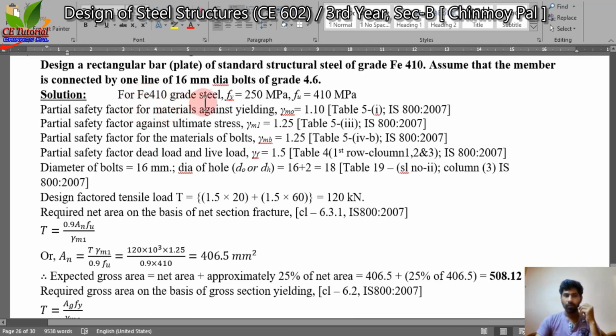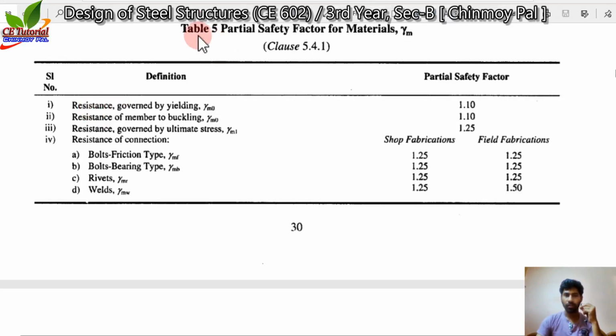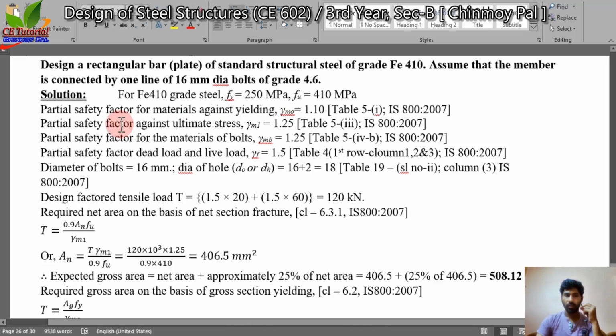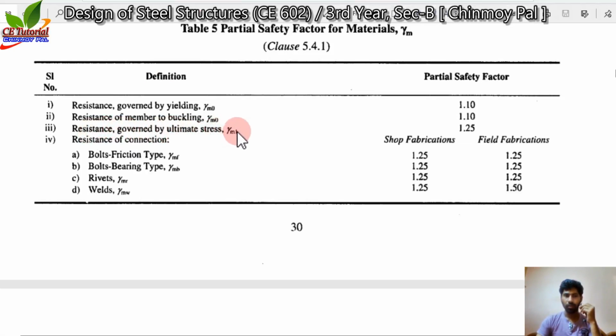Now for Fe410 grade of steel, fy is equal to 250 MPa and fu is equal to 410 MPa. The partial safety factor for material against yielding, gamma m0, is equal to 1.1 from table 5 of IS 800. You can see the table 5 for partial safety factor for materials, and the resistance governed by yielding, gamma m0, is equal to 1.1. And partial safety factor against ultimate stress, gamma m1, is equal to 1.25. So gamma m1 is equal to 1.25. You can see.